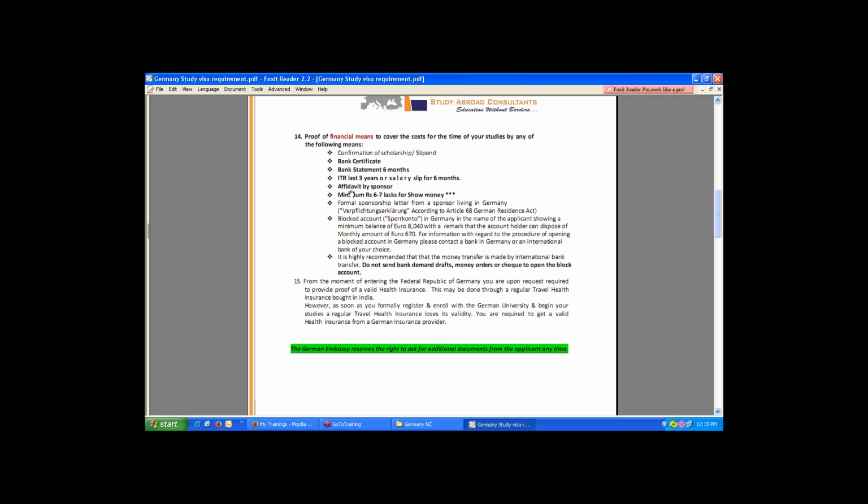Show money is important for Germany. Suppose the student is going for a master's course, then the student will have to show the first year's living expense in Germany in a block account. Tuition fees he will have to pay, and the next year's living expense he will have to show in his bank account. So basically for masters, a minimum of 5 lakh rupees is show money for Germany. For bachelor, show money will increase as per their tuition fees.